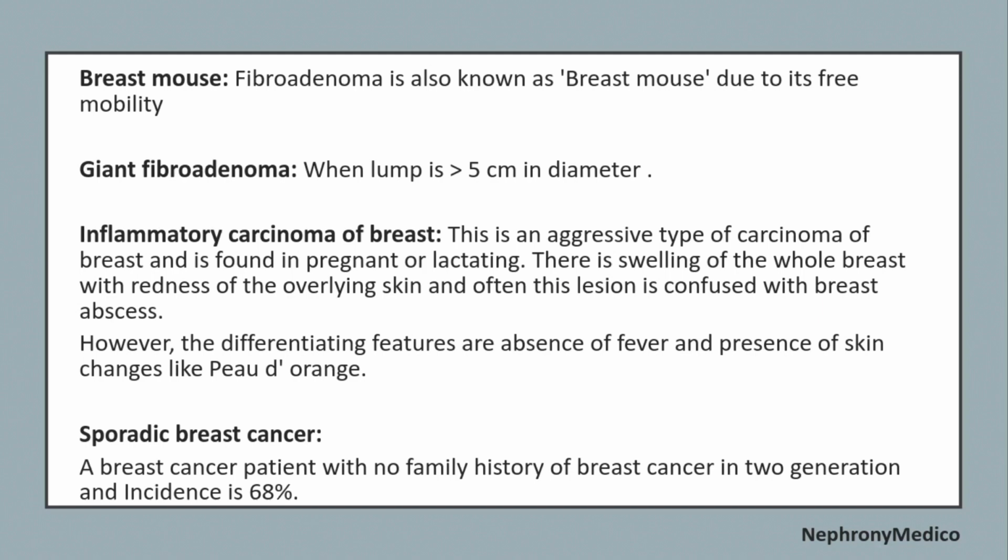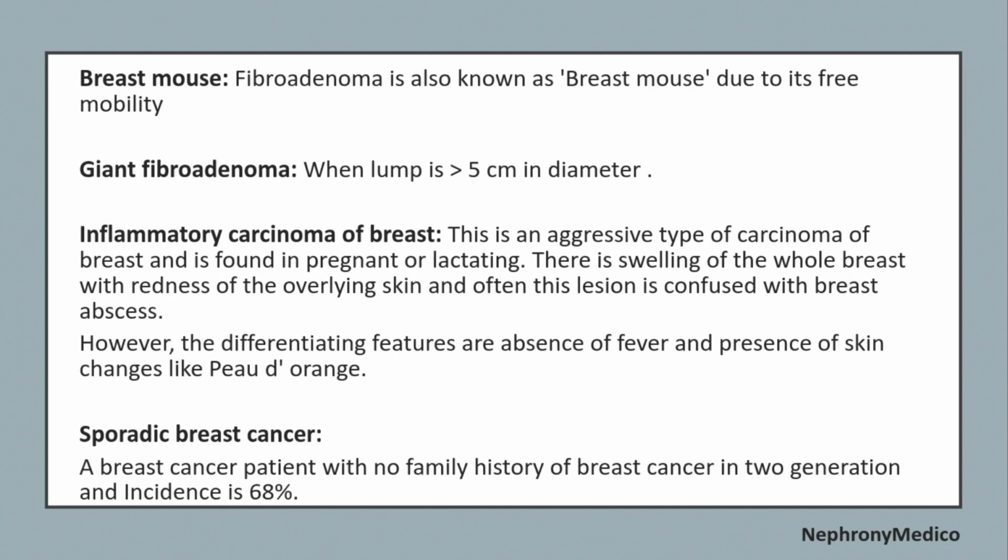Now, breast mouse. Fibroadenoma is also known as breast mouse due to its free mobility. Giant fibroadenoma, when the lump is more than 5 cm in diameter. Inflammatory carcinoma of the breast. This is an aggressive type of carcinoma of the breast and is found in pregnant or lactating women. There is swelling of the whole breast with redness of the overlying skin, and often this lesion is confused with breast abscess. However, the differentiating features are the absence of fever and presence of skin changes like peau d'orange.